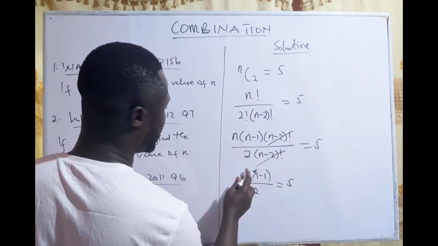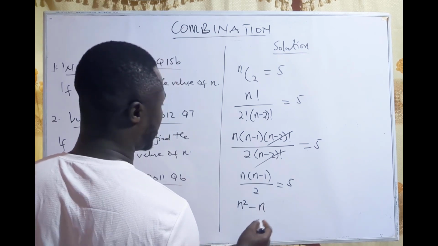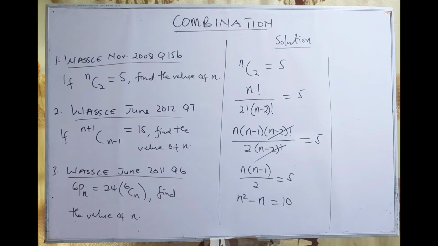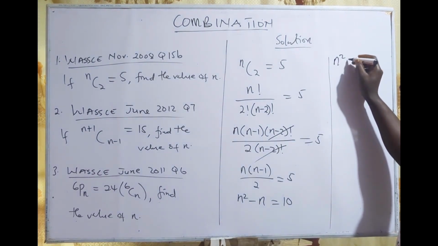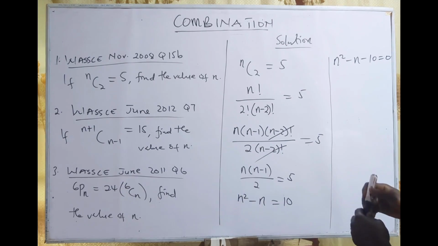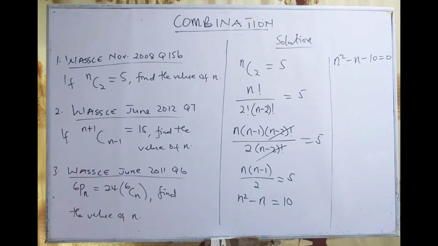And I have the numerator n times n is n squared, n times minus 1 is minus n, equal to 2 times 5, 10. So here we can have what? n squared minus n minus 10 equal to 0. Alright, so this is quadratic. So you can use your calculator and test and see what you are going to get.